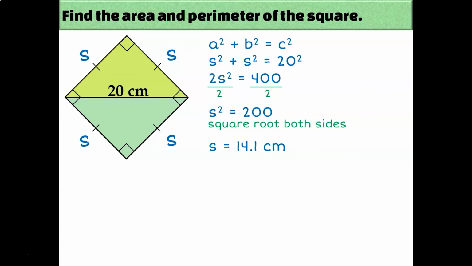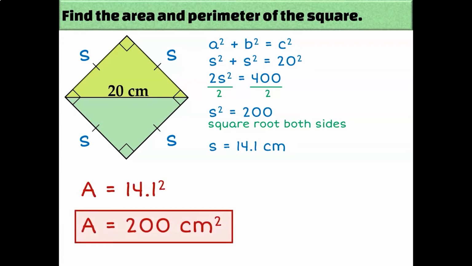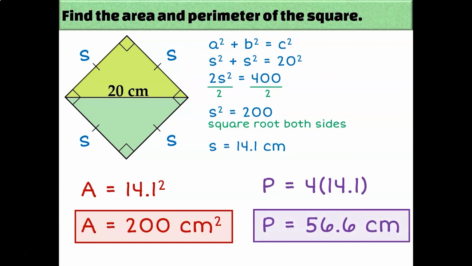And now I know that each of the side lengths is 14.1421356 yada yada centimeters long. And since I know the side length, I can figure out the area by squaring that. And I can figure out the perimeter by multiplying that number by 4. Now, if you just typed in the 14.1, the rounded side length, you'll actually get 56.4. I used the entire 14.1421356 yada yada. I just kept the whole thing in my calculator.